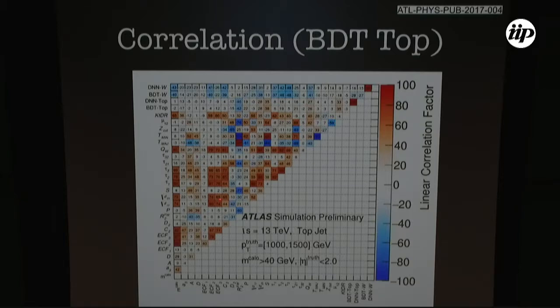So this is for top tagging, BDT, and you can see the calorimeter mass is very correlated with the ECF variables. The ECF variables are very correlated with D2s, and then tau T2s are very correlated with splitting scale. So there are a lot of correlations, and we assume there are linear correlations, but it doesn't have to be.